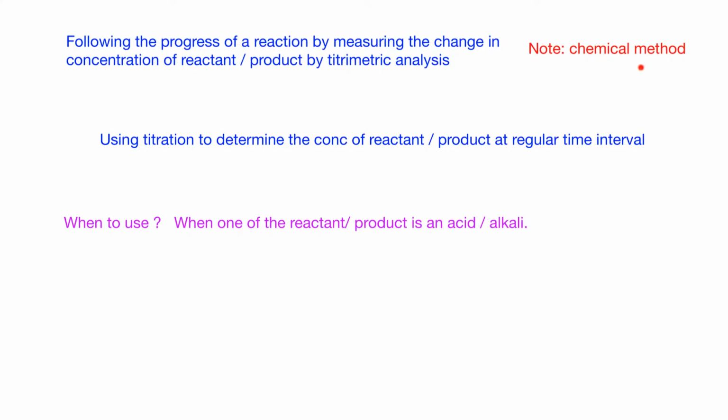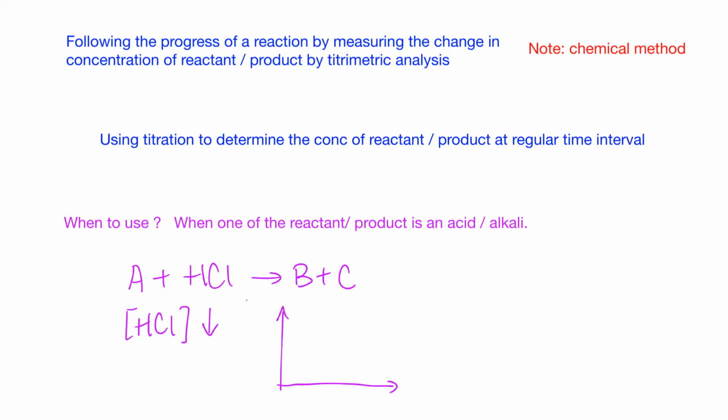Remember, one more time, this is a chemical method. So what is titrimetric analysis? We are using titration to determine the concentration of a reactant or product at regular time intervals. Imagine one of the reactants is an acid. As time goes by, the concentration has to be going down. So if it is a concentration-time graph, we'll have something like this. By measuring the slope of this graph, we can measure the rate.